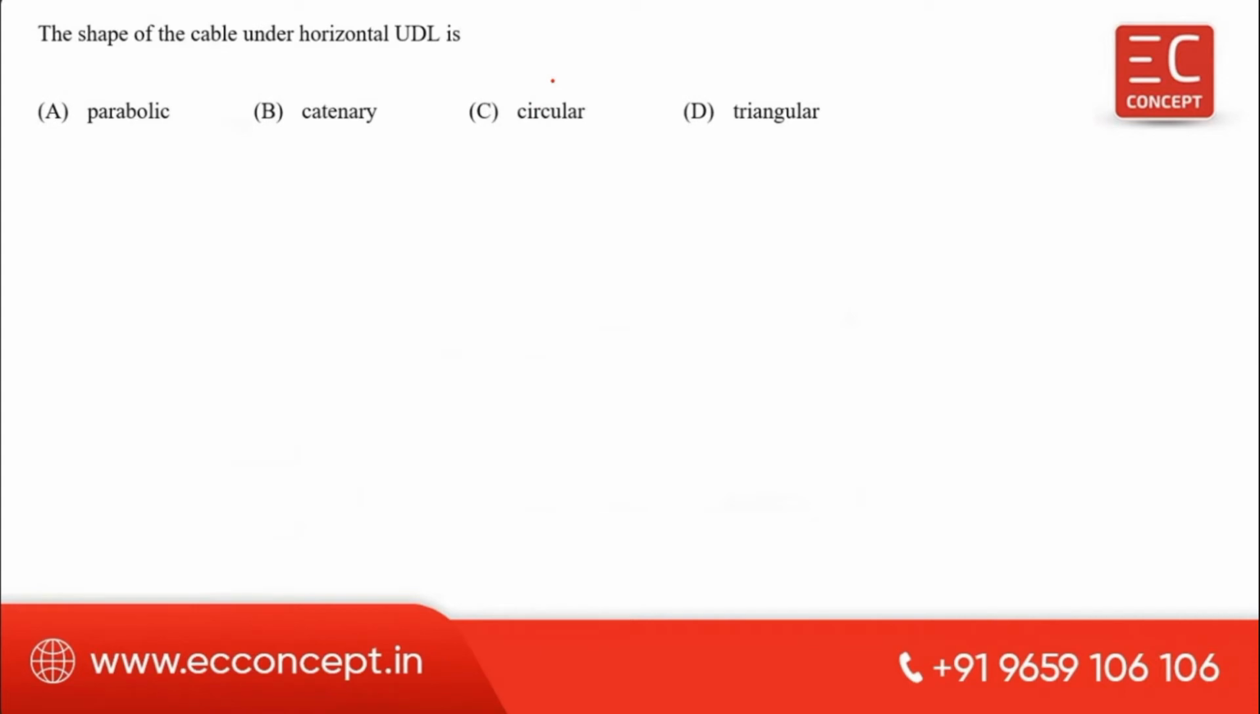Okay. Next one is, the shape of the cable under horizontal UDL is parabola. See, there are two types of cable. A cable which is subjected to uniformly distributed load along the horizontal span. Along the horizontal span, this is the horizontal span. Then we will call this the parabola.